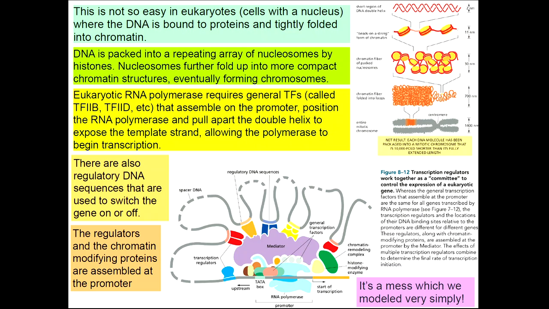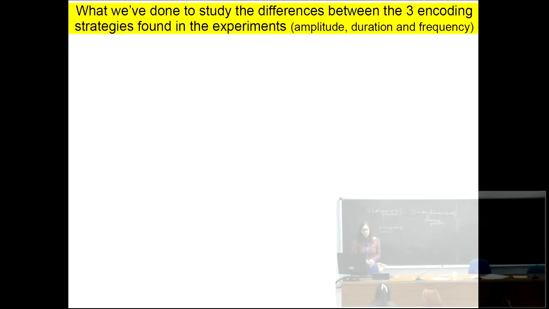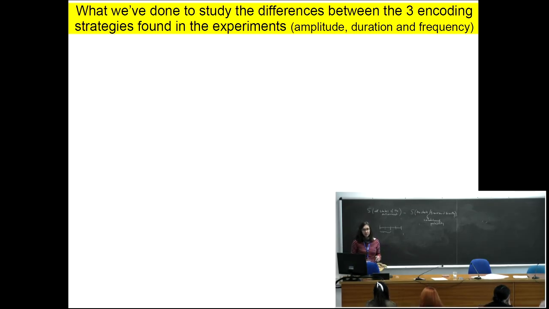And all this mess we model in a very simple way for what we did. I wanted to study the differences between the three encoding strategies that had been found in these experiments in yeast: the transcription factor stayed elevated for a while inside the nucleus with a concentration of increasing amplitude with increasing strength of the external stimulus, or it stayed for a longer period of time with increasing strength of the external stimulus, or it had these pulses inside the nucleus. So we call that encoding by amplitude, duration, and frequency.